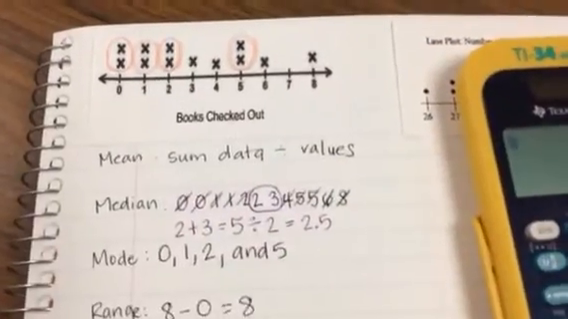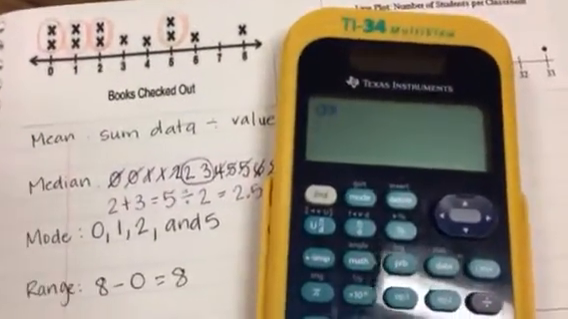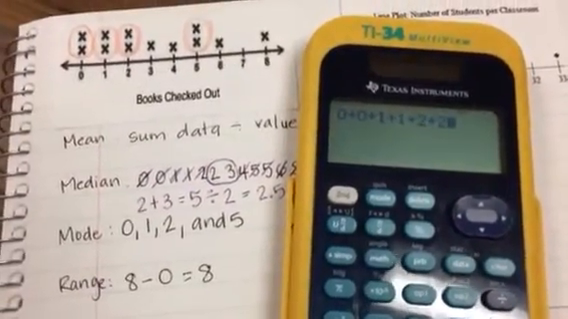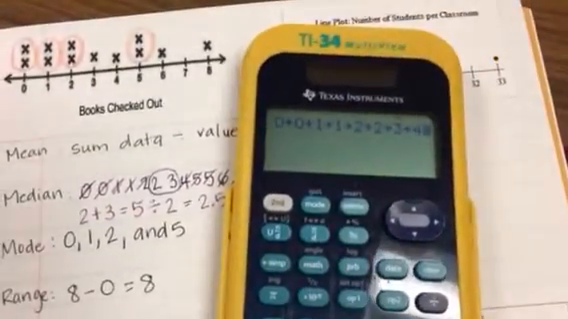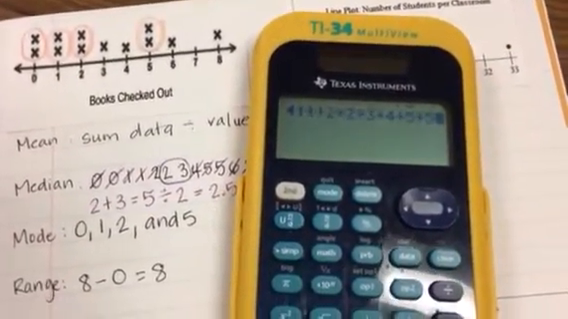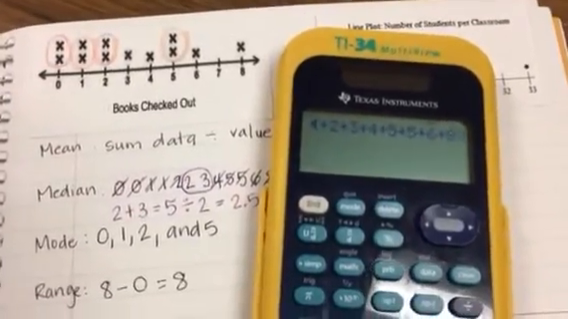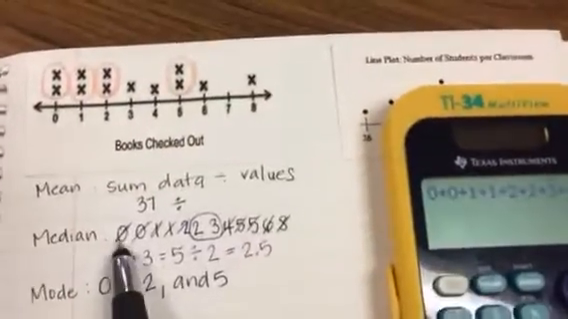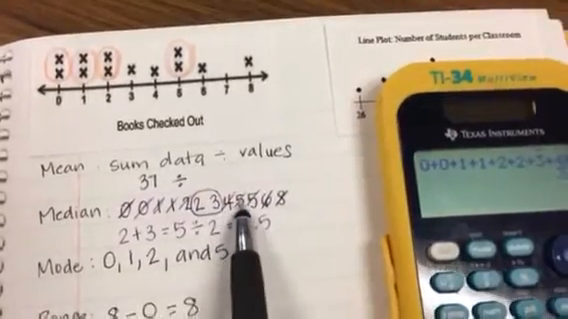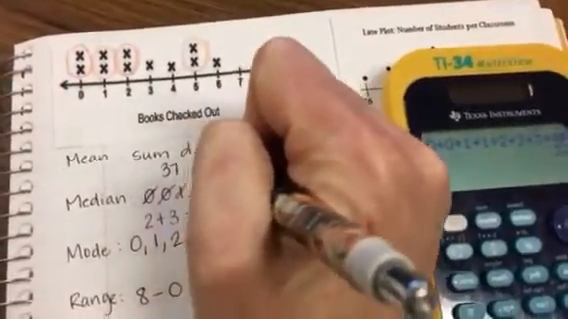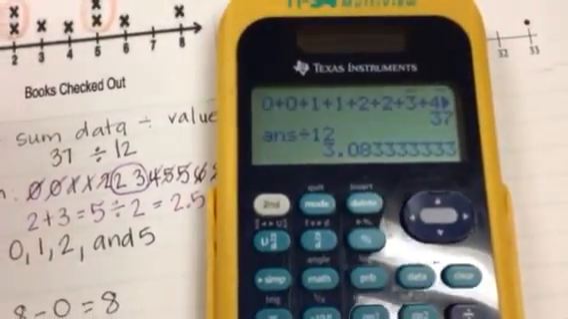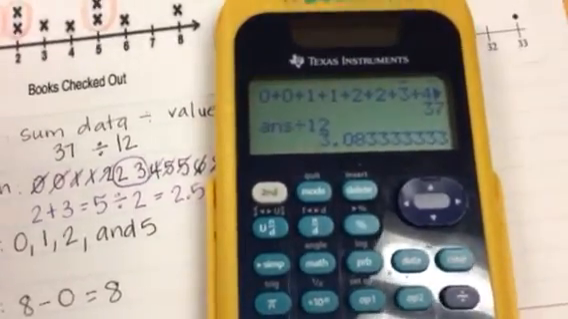values that we have. So if you want to watch what this looks like, we're going to do 0 plus 0 plus 1 plus 1 plus 2 plus 2 plus 3 plus 4 plus 5 plus 5 plus 6 plus 8. So our sum for that data set is 37. Now, we have to know how many values we had. So we had 1, 2, 3, 4, 5, 6, 7, 8, 9, 10, 11, 12. So we're going to do 37 divided by 12. And you see that we get an answer of 3.08 and then a repetitive 3.